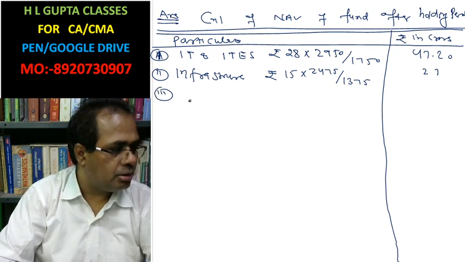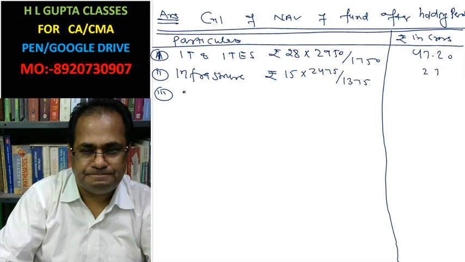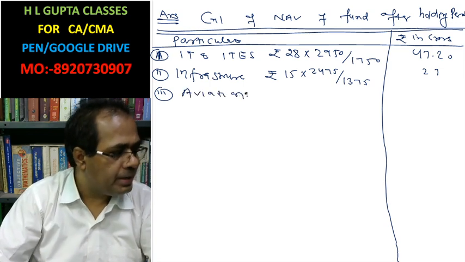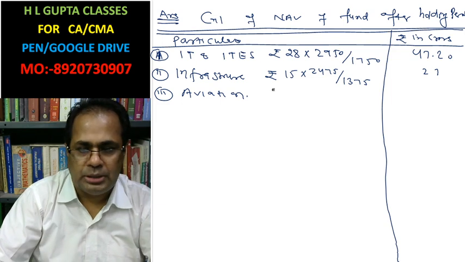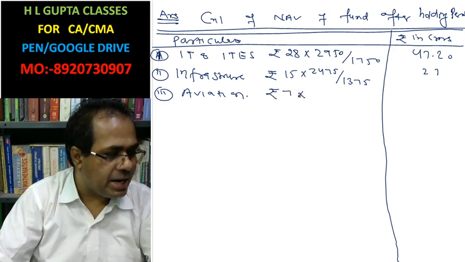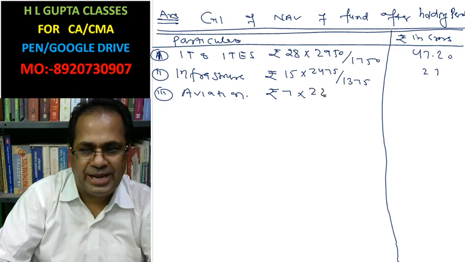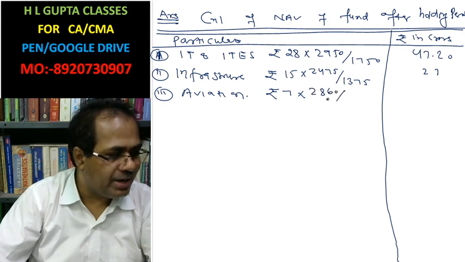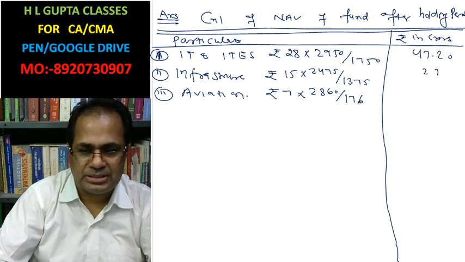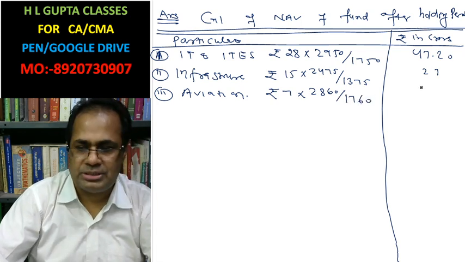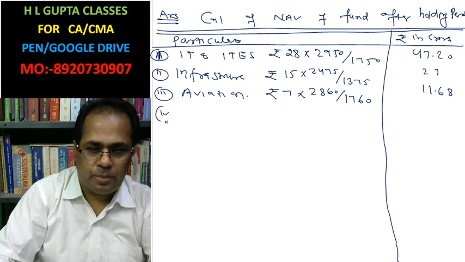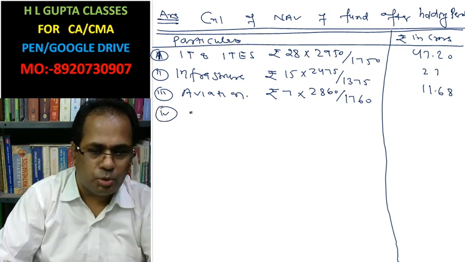In third, aviation. This is rupees 7 crore. At the time of investment the index was 1760 and now 2860. Now, fourth is automotive.